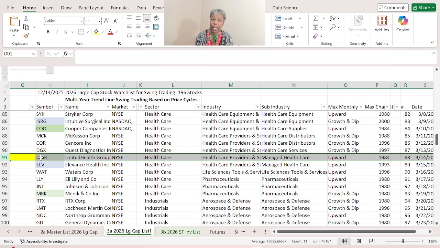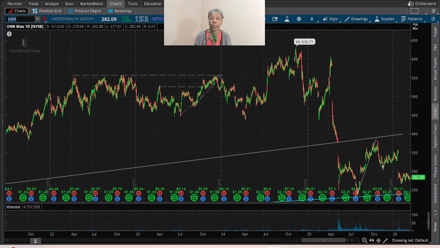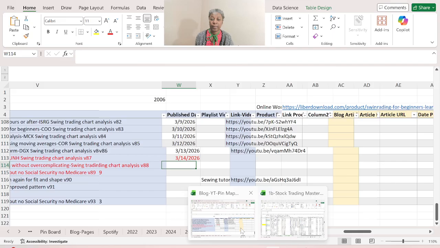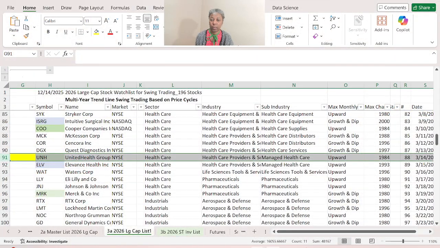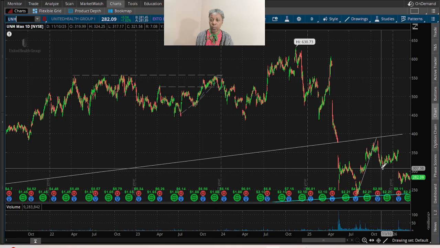So when we are analyzing the stock UNH as of today, March 14, 2026, we bought UNH already. That's why it's highlighted in green on our watch list. So when we are looking at it, we bought it right there.